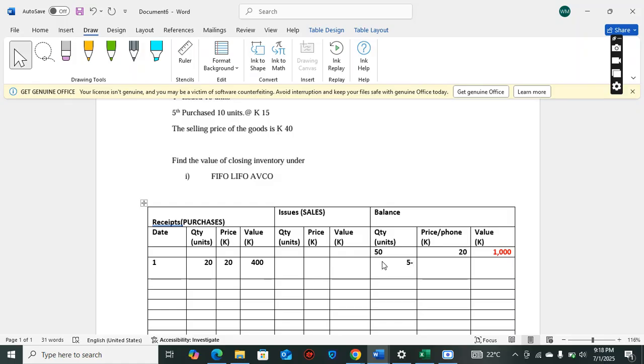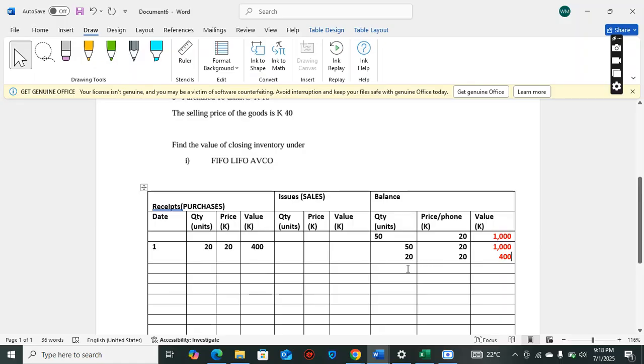So here we first got 50 units valued at 20 kwacha each. Total value is 1,000. Then we brought in 20 units valued at 20 kwacha, so the value is 400. You're going to get the total number of units, 50 plus 20, 70. You get the total value of inventory, 1,000 plus 400, 1,400.